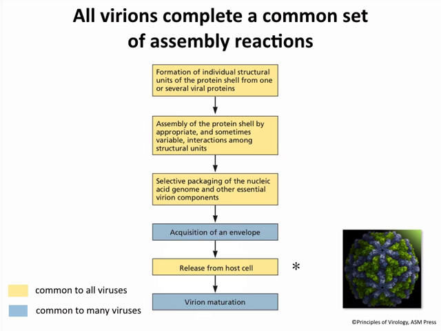And they have to be released from the cell. Now, this also doesn't happen for all viruses. Some viruses stay inside the cell, and they have to mature. And the order may be reversed. Sometimes the viruses mature in the cells. Sometimes they mature outside of the cell. So we're going to talk about these reactions today, how they occur, and some of the common principles that are involved.